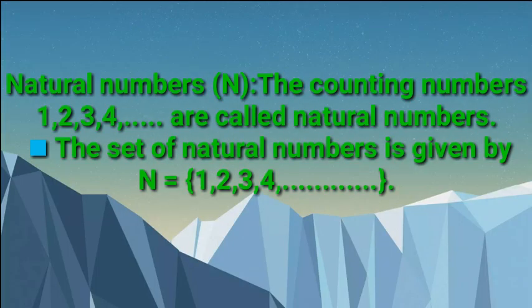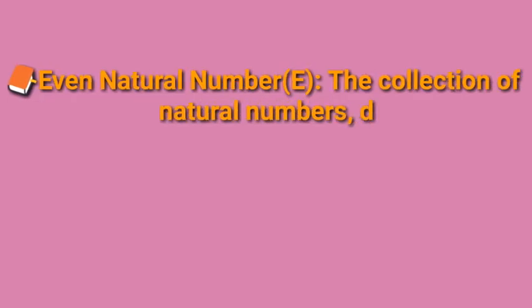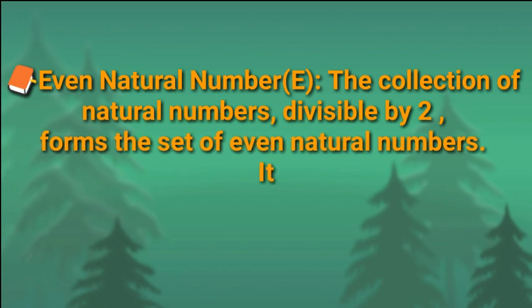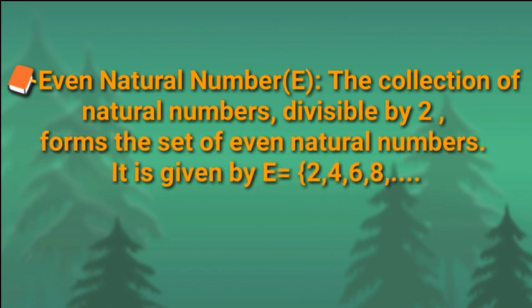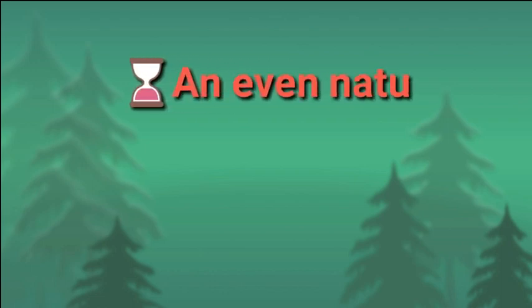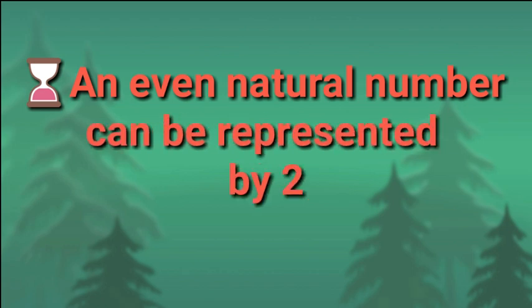Now the even natural numbers symbolized by capital E. Here is the definition of even natural numbers: the collection of natural numbers divisible by 2. The set of even natural numbers is given by capital E is equal to curly bracket 2, 4, 6, 8, and so on. An even natural number can be represented by 2n, where small n belongs to capital N.